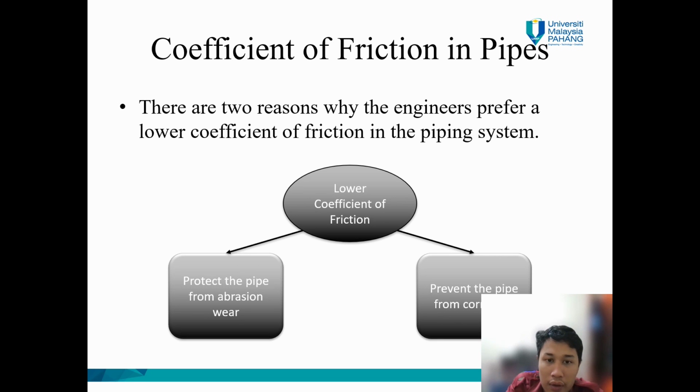After that, there are two reasons why engineers prefer a lower coefficient of friction in the piping system. Firstly, to protect the pipe from abrasion wear. Second, to prevent the pipe from corroding.